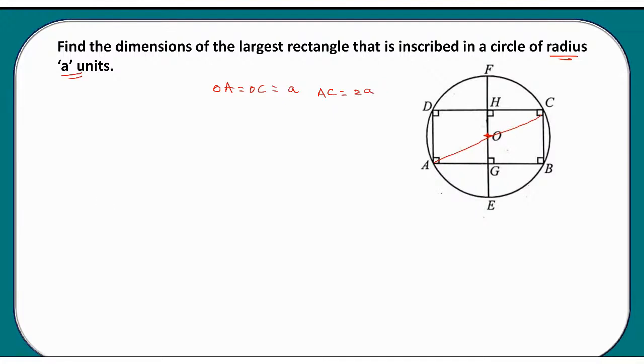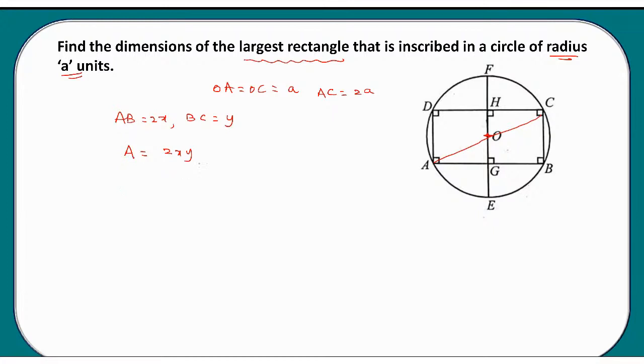Let us consider the dimensions of the rectangle. AB is equal to 2x for convenience sake, and BC is equal to y. Find the dimensions of the largest rectangle. The largest rectangle will have maximum area. That means, what is the function? The area of the rectangle is the function. The area of the rectangle is 2x into y.